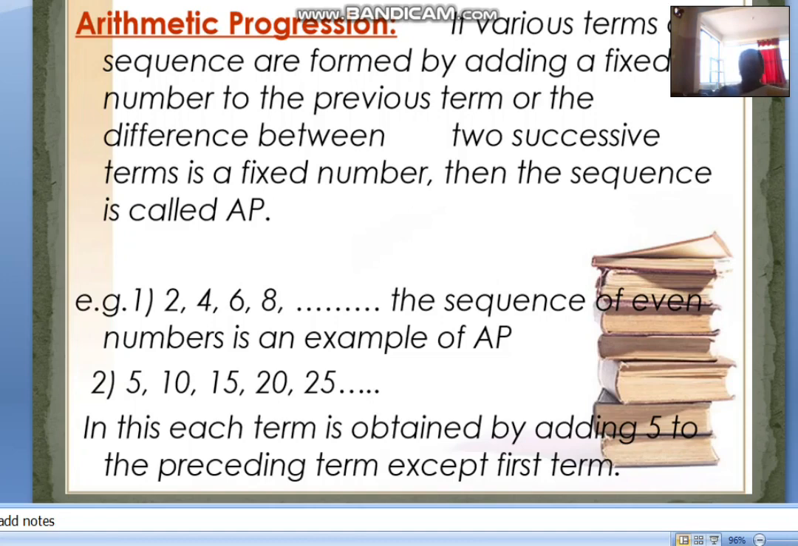Like that, a second example: 5, 10, 15, 20, 25, etc. In this, each term is obtained by adding 5 to the preceding term. Preceding term means the term before. So 5 plus 5 you get 10, 10 plus 5 you get 15, 15 plus 5 is 20, 20 plus 5 is 25. So the common number is 5. That common number is called the common difference.